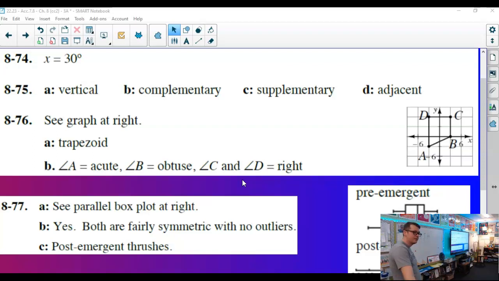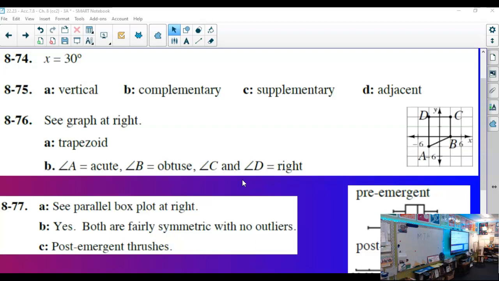Do I have to specify trapezoid or just quadrilateral? Quadrilateral is probably, it's still true, but trapezoid's better, right? So I mean, quadrilateral is not wrong; it is correct. Trapezoid is better.